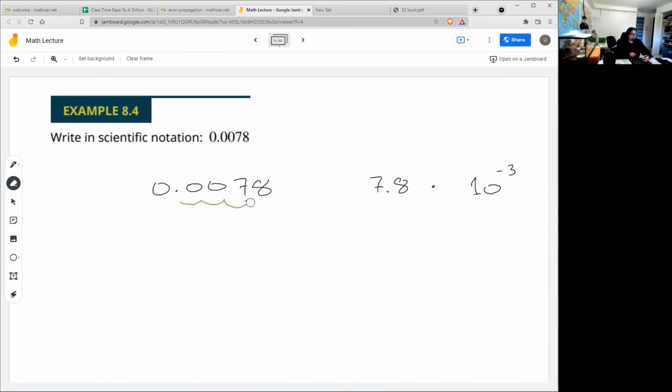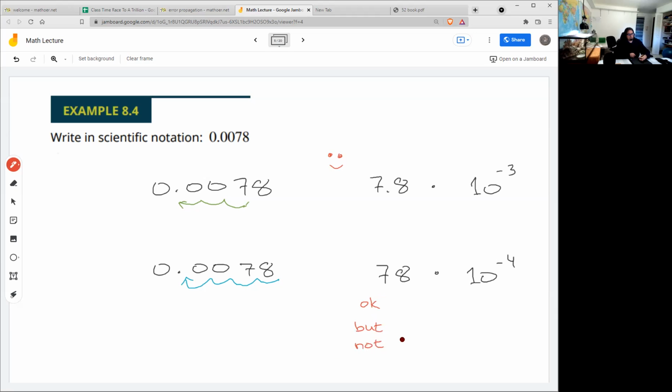I should probably put my arrow on the other side. Or I could say maybe we started here at that side. Both of these are equivalent things. Did I start here and do 3 scoots, or did I start there and do 4 scoots? So by convention, this one is what we like, and we call it scientific notation. This one is okay, it's true, but we're not going to use it. It's not what we call scientific notation.